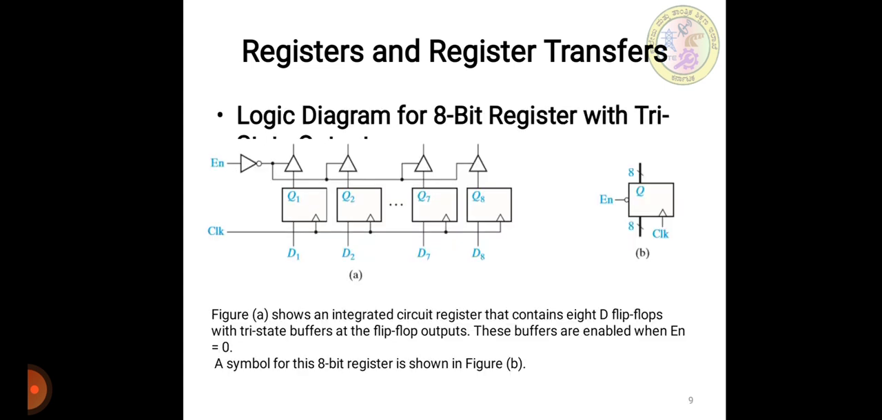And next is the logic diagram of an 8-bit register with a tri-state buffer. Basically, the figure shows an integrated circuit register that contains 8 D flip-flops with a tri-state buffer at the flip-flop outputs. These buffers are enabled when enable is equal to 0. A symbol for this 8-bit register is shown in the figure. It contains an output Q, an enable signal, the inputs, that is 8 lines, and then a clock signal.